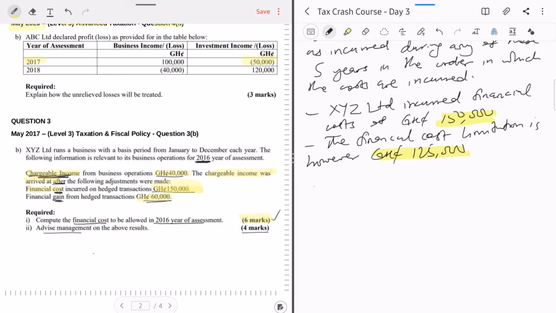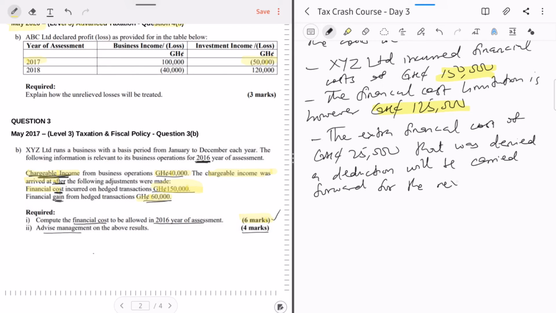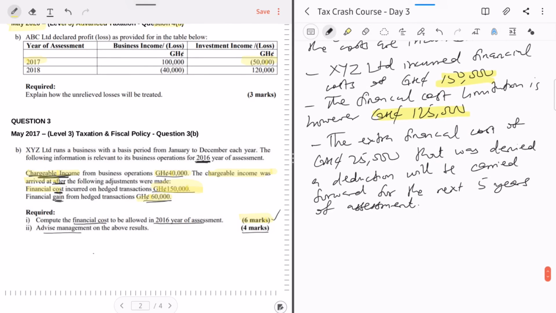So we'll say the extra financial costs of 25,000 cedis is simply the difference between what? The two, the 150 and the 125. So the extra financial cost of 25,000 that was denied a deduction will be carried forward for the next 5 years of assessment. Yeah, so if you can do this, 4 marks, you're done. Right, really. You're saying tell management what the implications of this are. That's all you've done, right? And that should help you with this particular question.